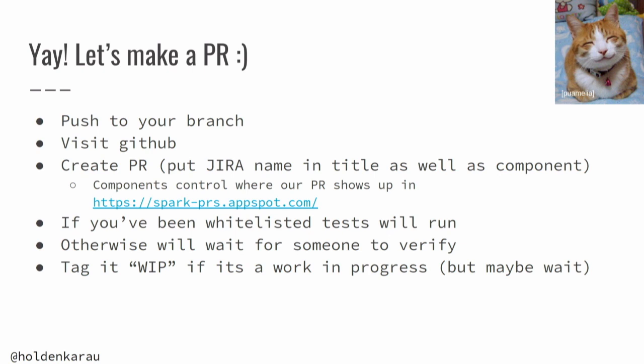Okay, now we get to make a PR. Yay! Please put the JIRA name in the title of your PR. This makes it a lot easier for us to figure out what's going on. If you've contributed many times before, tests will automatically run. If it's your first contribution, someone has to come along and say it's okay for the tests to run, so don't worry about that. There's this AppSpot link where you can go and look at the Spark pull requests. And this is nice because the GitHub UI has opportunities for improvement, to use a phrase from my last performance review.